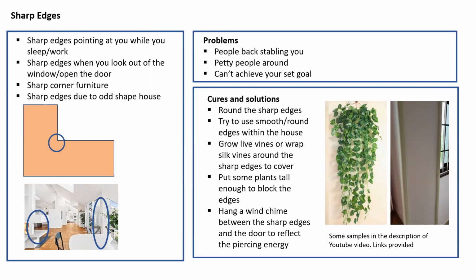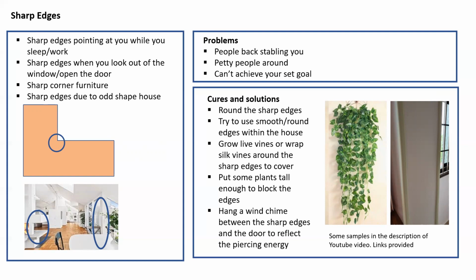Very often you'll find sharp edges in a house that has a rather odd shape, or they could come from furniture with very sharp edges or corners. When you have such sharp edges pointing at you while you are sleeping or working, or when you look out of the house or the window, the issue it brings is that there will be petty people around you, people gossiping about you, people backstabbing you, and you will also realize that you can't really achieve your goal easily.